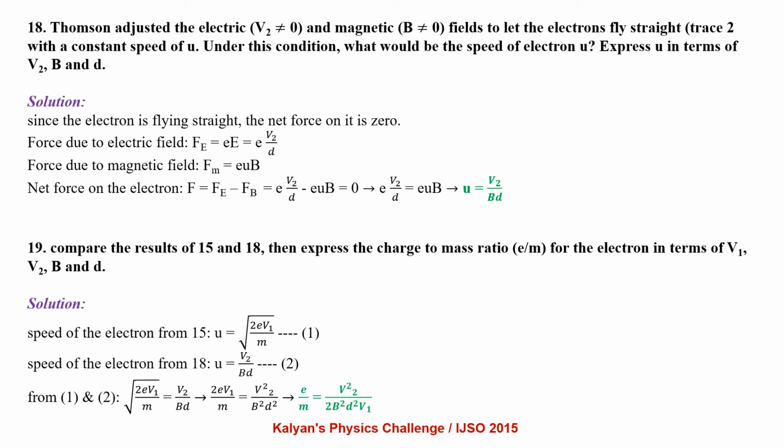Compare the results of 15 and 18, then express the charge to mass ratio e by m for the electron in terms of V1, V2, B and D. Speed of the electron from 15, u equal to root of 2eV1 by m. Speed of the electron from 18, u equal to V2 by BD. From 1 and 2, we can write root of 2eV1 by m equal to V2 by BD, which gives us e by m equal to V2 squared by 2 times B squared D squared V1.